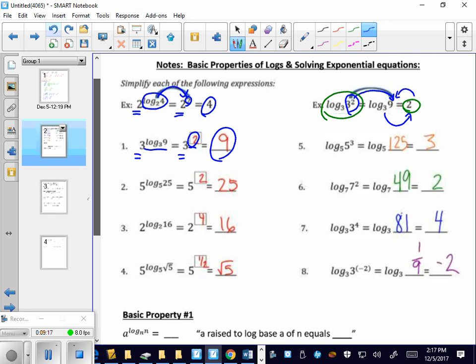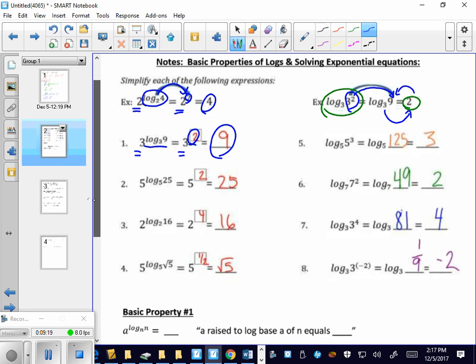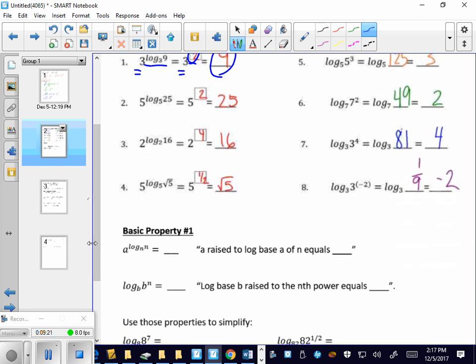Okay, let's skip down to number 3. My base is 2. It's saying evaluate that log, which is the log of 16 base 2. 2 to what power gives me 16? Well, that power would be 4.